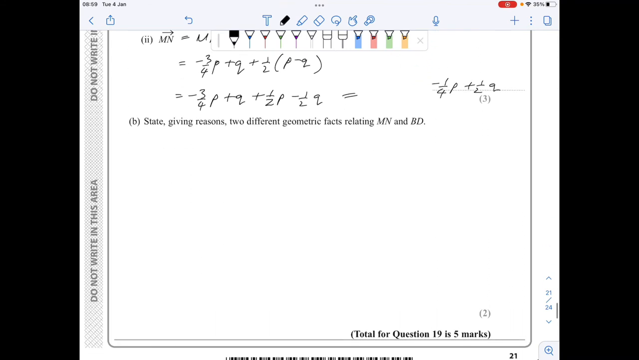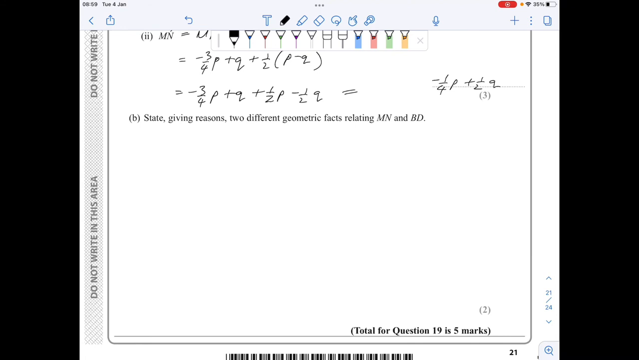For part B, I'll try and find a relationship between MN and BD. Note MN is equal to 1/4 of minus P plus 2Q. And the thing in brackets is just BD. Now, if you rearrange this, you can get 4 times MN is equal to BD. So the two geometric facts are the following. MN is parallel to BD, and second, BD is 4 times MN.